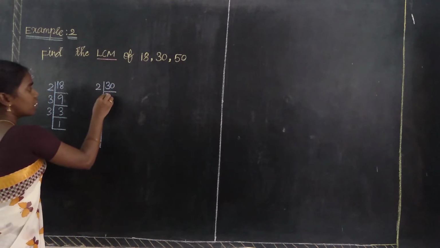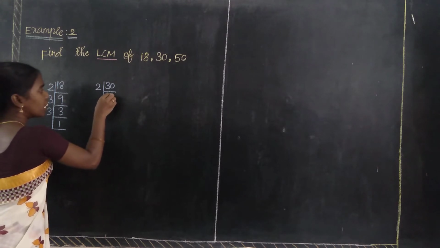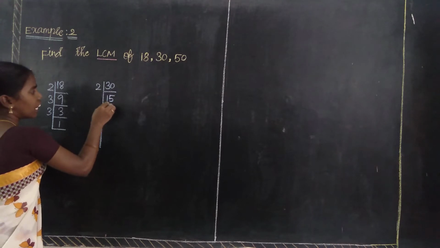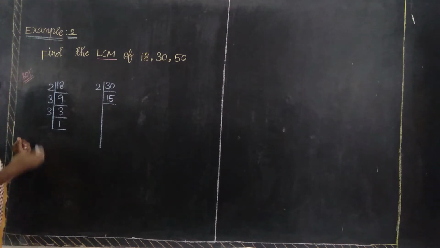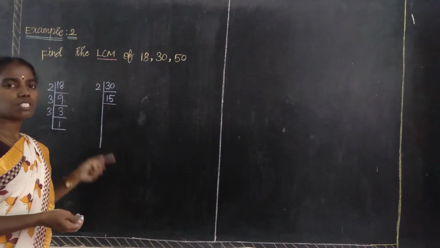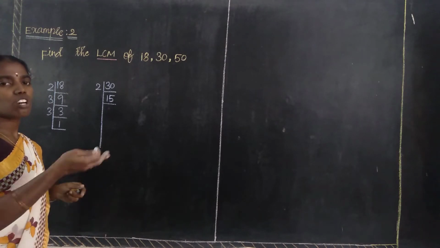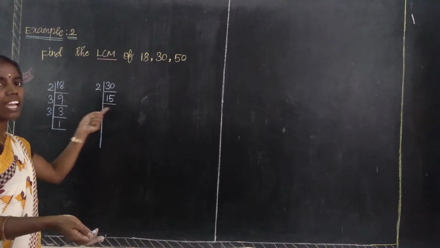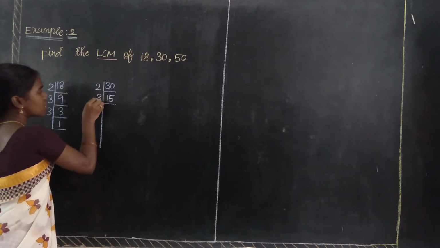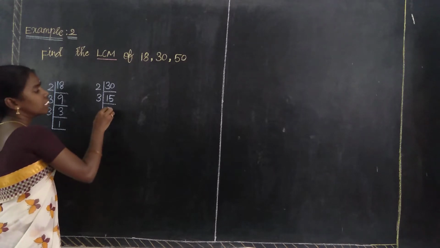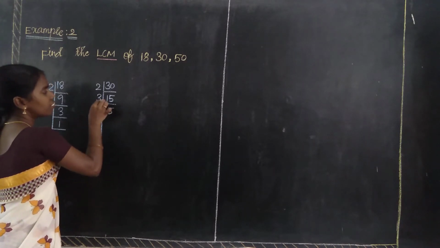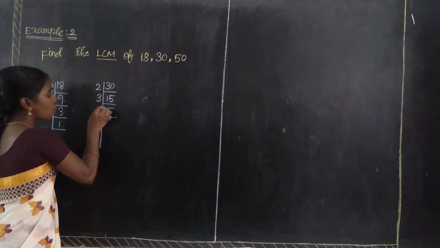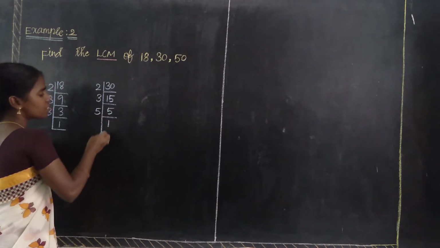Then how many times? 15 times is divisible by 30. Then 15 into 2 is 30. And this is the 15. The sum of the digits: the first digit is 1 and the second digit is 5, which is equal to 6, so it is divisible by 3. So this is also divisible by 3. Then how many times? 5 threes are 15. 5 is a prime number, so itself only. So 1 time divisible by 5.